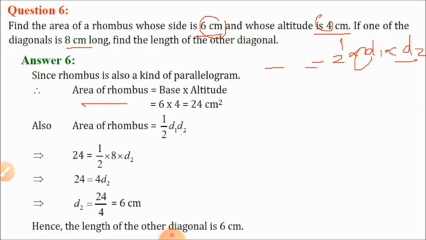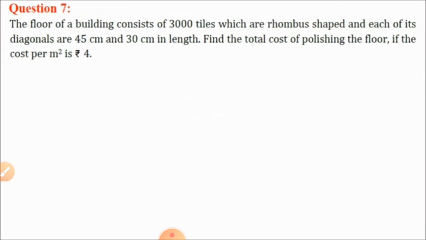Now the area of the rhombus in the second way is half of D1 into D2. The base-altitude area is given, 24. D1 is 8 and D2 we are going to find. On the left side we can take 24 because we found it like a parallelogram. In a parallelogram, what is the area, beta? Base into altitude.